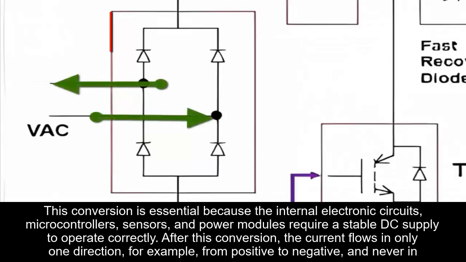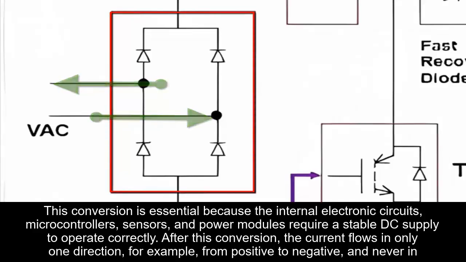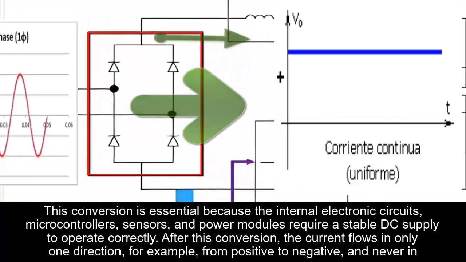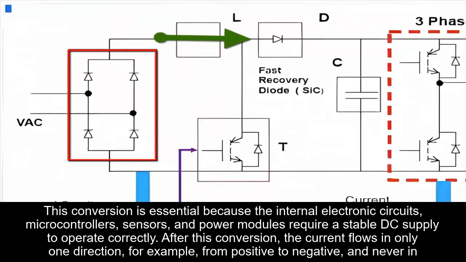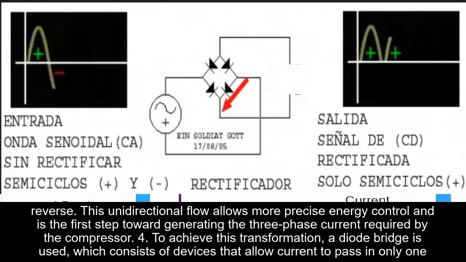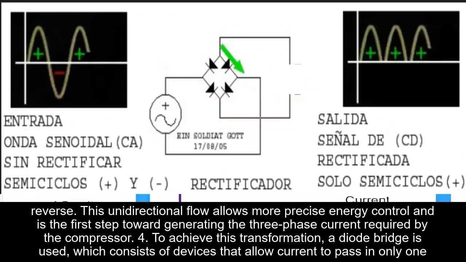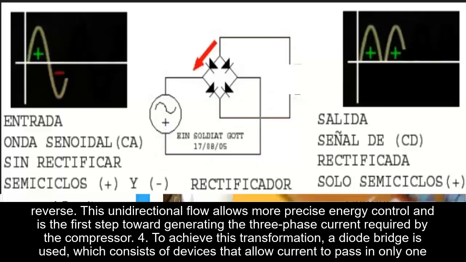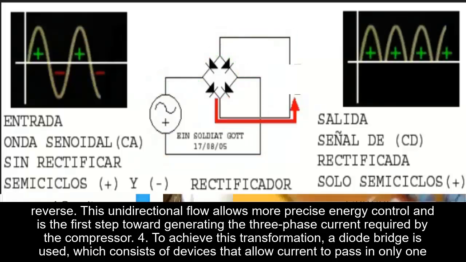3. The first section of the air conditioner control board is responsible for converting alternating current to direct current. This conversion is essential because the internal electronic circuits, microcontrollers, sensors, and power modules require a stable DC supply to operate correctly. After this conversion, the current flows in only one direction, for example, from positive to negative and never in reverse. This unidirectional flow allows more precise energy control and is the first step toward generating the three-phase current required by the compressor.